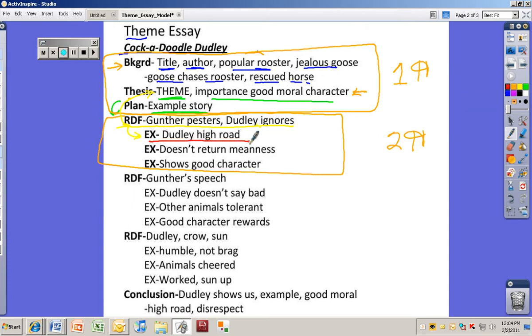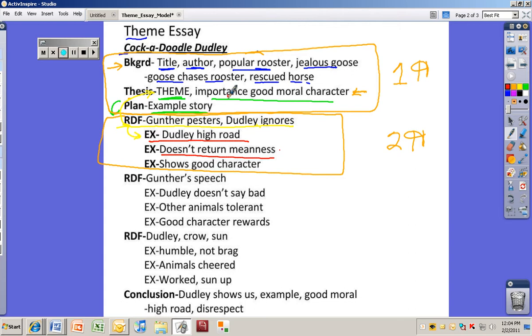I say Dudley's going to take the high road, and that's a saying that means he's not going to behave badly like the goose does, okay? He doesn't return meanness. He doesn't say, oh yeah, well I'm going to be mean to you because you're mean to me. And so that's another proof that the theme is good moral character.